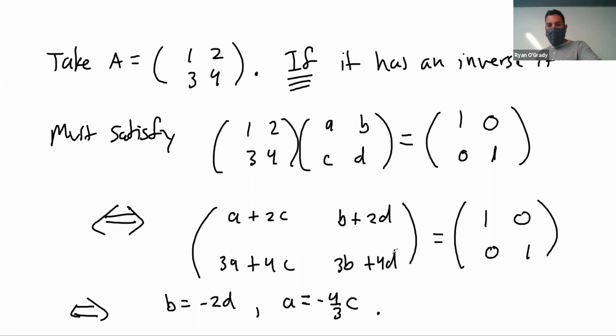But I also have to have the other 2 entries on the left-hand side equal the other 2 entries on the right-hand side. Does anybody have a question or comment about this?